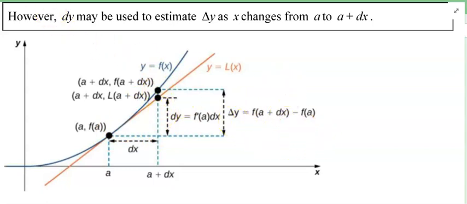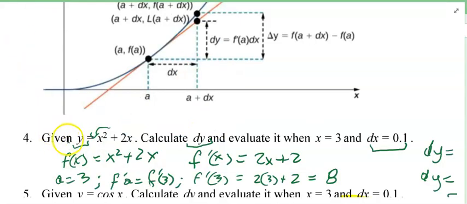Now let us use these differentials, dy equals f prime of a times dx, to solve some problems. Okay, so problem number 4 tells us y equals x squared plus 2x. Calculate dy and evaluate it when x equals 3 and dx equals 0.1. Now, you know dy from our formula was dy equals f prime of a times dx.